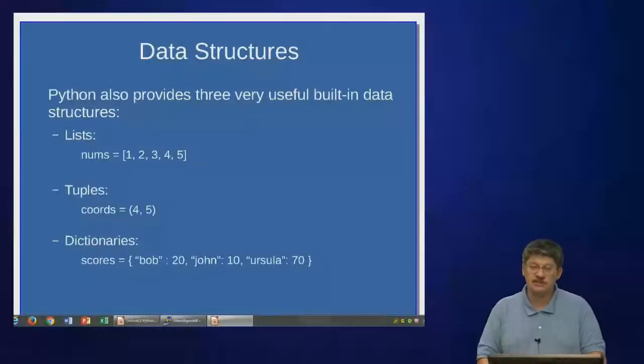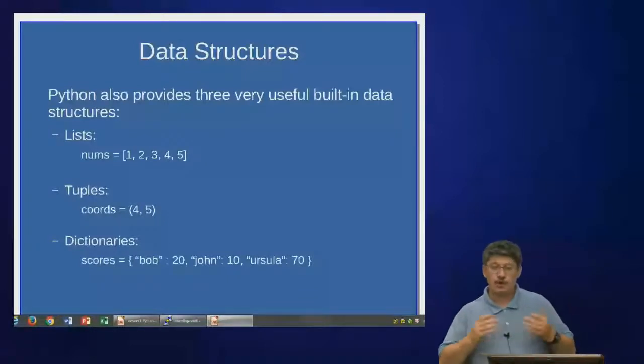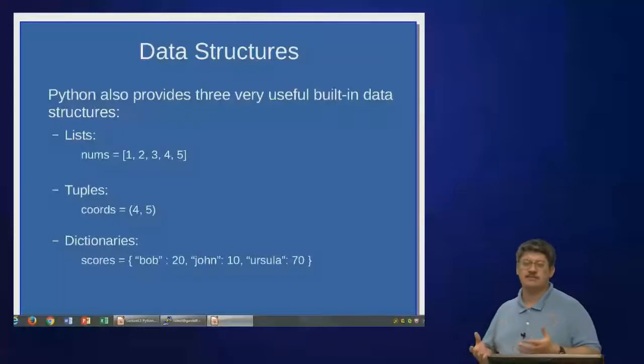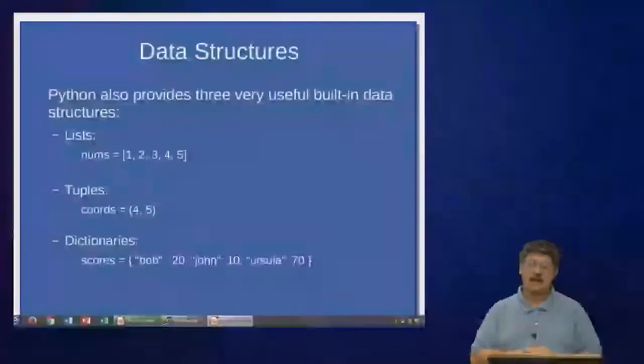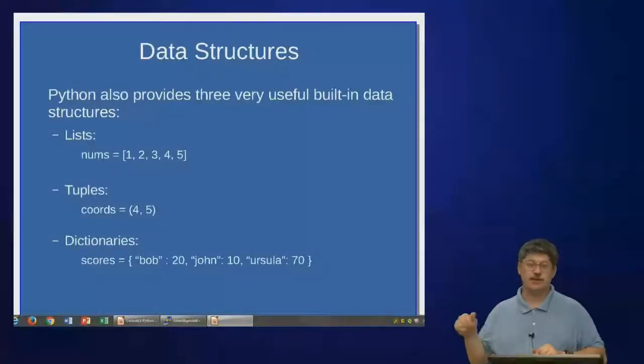Dictionaries are sometimes called associative arrays, and they are a way to provide a mapping. So they're very similar to C++ map. Java also has associative arrays. Most programming languages provide associative arrays in some form, either directly in the language or as a library. But dictionaries in Python are very powerful and very easy to use. And basically, they say, OK, map this item to some other item. So for example, I can have a scores dictionary that says Bob's score is 20, and Ursula's score is 70, and John's score is 10. And I just put them in curly braces and separate them with commas.